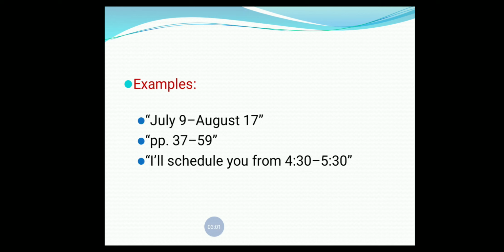Looking at some examples, say we have a time period there, July 9th to August 17th. So we have a range of dates. We're talking about page numbers from this to that, so again we're talking about a range. Then if we wish to give a time range, we say 4:30 to 5:30. Again there's a range, so we use an N dash.